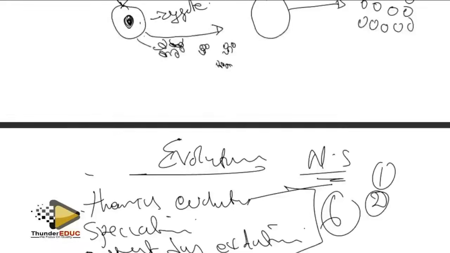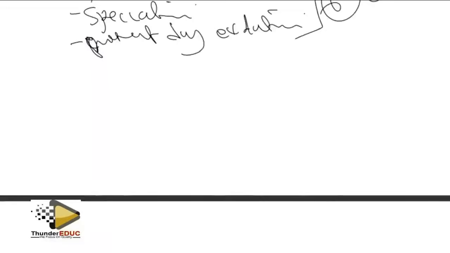Look, speciation is the formation of new species. What's a species? It's a group of organisms with the same characteristics that can interbreed to produce fertile offspring. What is a population? A population is a group of organisms of the same species that can interbreed to produce fertile offspring. That's it.